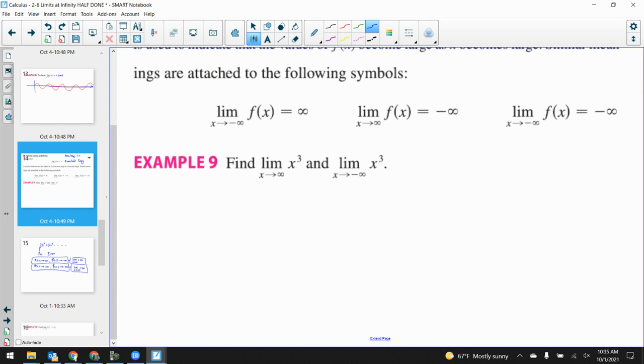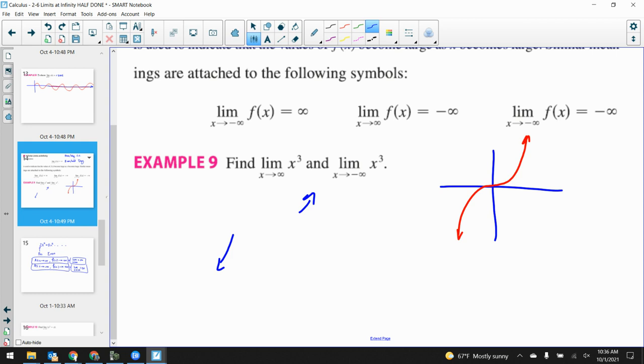Find the limit as x goes to infinity of x to the third, and then the limit as x goes to negative infinity of x to the third. Well, think about it. This is a positive leading coefficient, odd degree. Positive even, negative even. Positive odd, up on the right, down on the left, which makes sense because that's just my parent cubic function, right? If I go to graph that, that just looks like this, right? That should be in our heads. So that makes sense that it's going to go up on the right, down on the left.